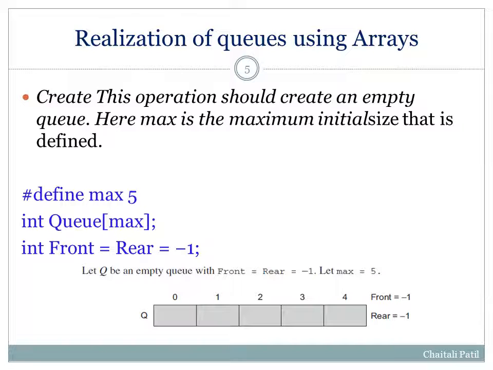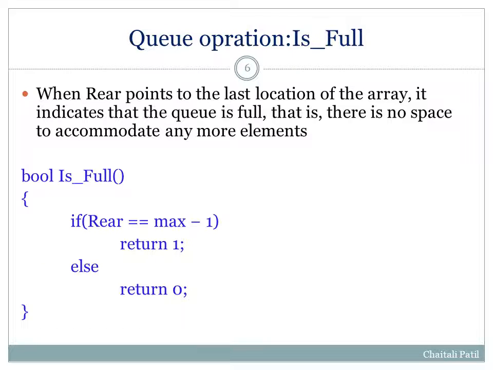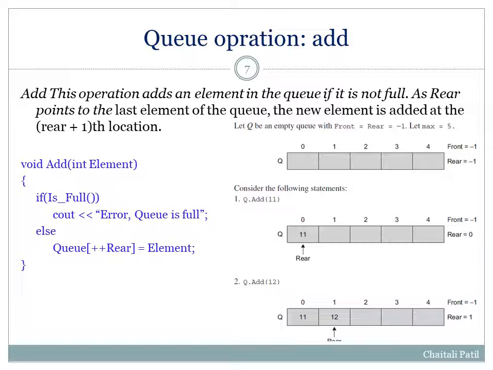See here. Even though the max size is 5, it means maximum 5 elements can be stored in a queue, but the index for the last position is 4. So we are checking if rear is equal to max minus 1, then return 1. Return 1 means the queue is full, otherwise the queue is not full, so return 0. So this is the is full operation.